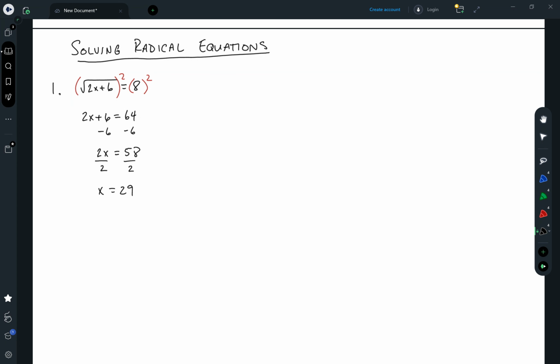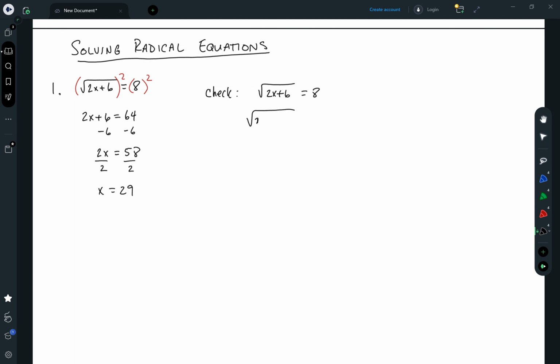However, with radical equations, we must check for what we call extraneous solutions. Extraneous solutions can occur when doing an operation like squaring both sides of an equation. An extraneous solution means that the answer, when plugged in, doesn't give a true statement, even though you didn't do anything wrong while solving the equation. So to be sure that 29 is the solution, we're going to check this in the original equation, the square root of 2x plus 6 equals 8.